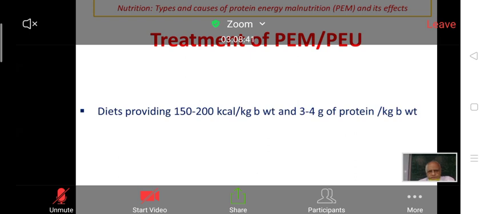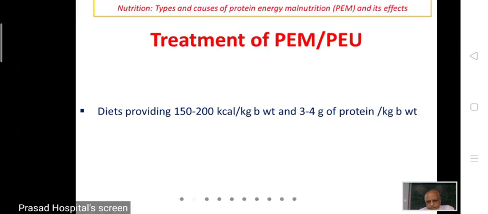For treatment, you need to provide 150 to 200 kilocalories per kg body weight and 3 to 4 gram of protein per kg body weight in the diet. So the calorie intake recommended is 200 kilocalories per kg body weight, remember, not per body or per child. It is per kg body weight. So for a 10 kg child, you need 1,000 calories. Diet is needed.